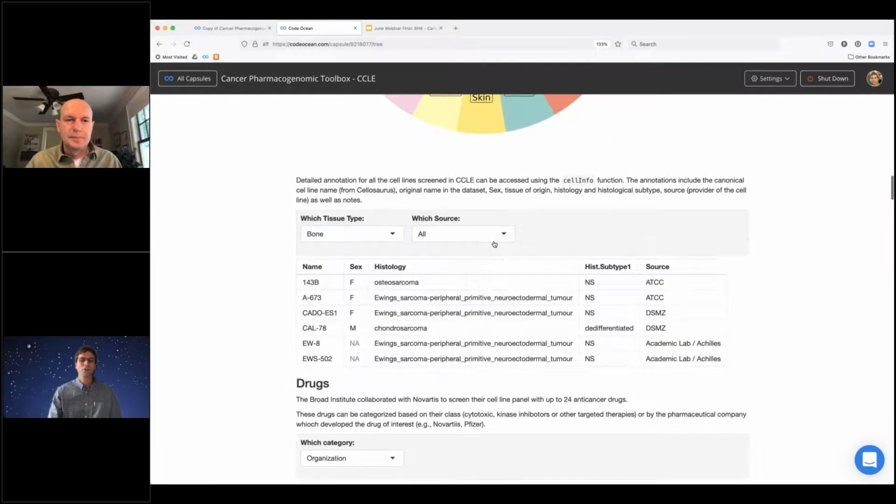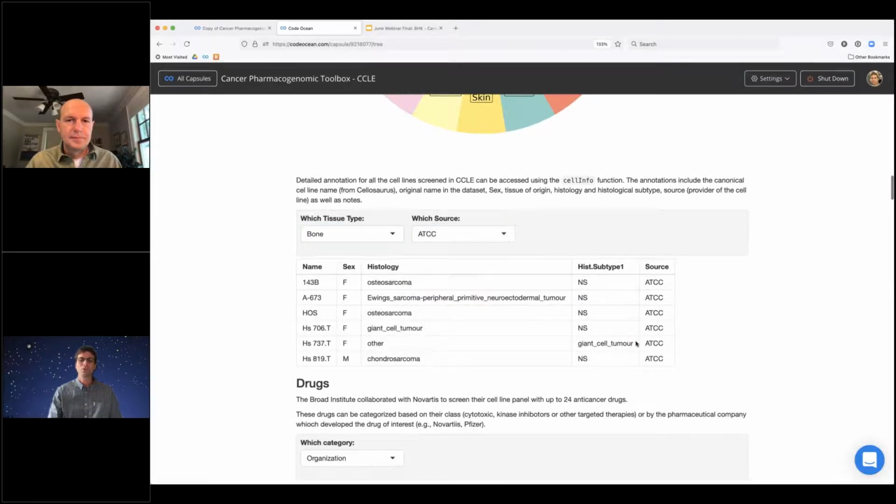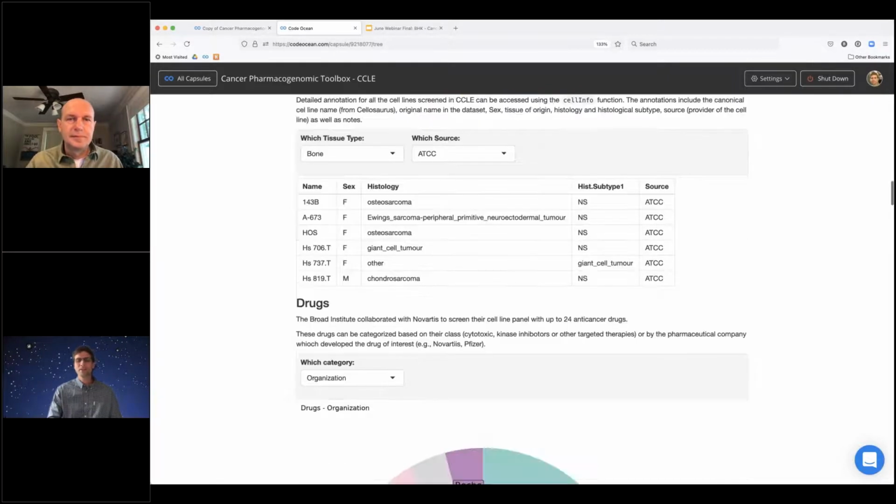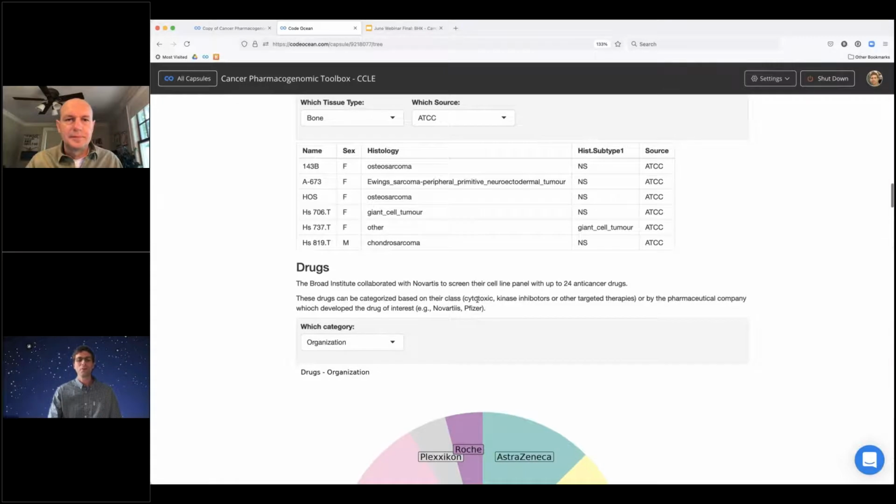You can actually gather more information about those cell lines if you wish. For instance, if you want all the bone cell lines and you're interested in specific sources, let's say all the bone cell lines from ATCC, it's only a subset of that table, but all the information is there, including histological type, sex, and source, for instance. And that's only for the large panel of cell lines. What about the drugs themselves?